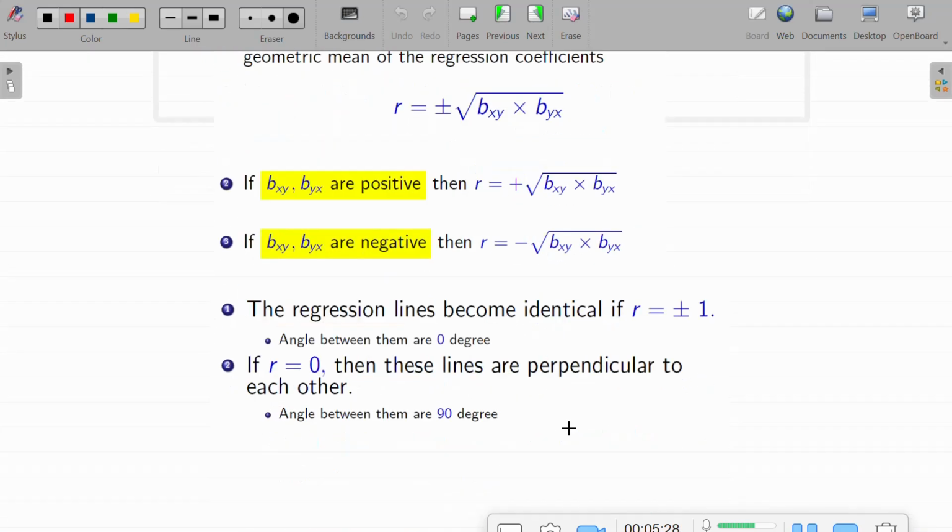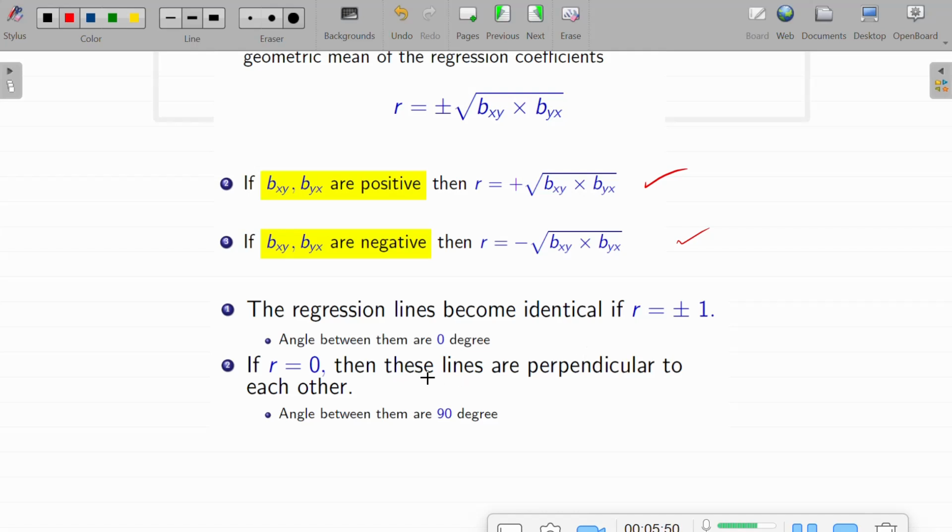If your regression coefficients x on y and y on x are both positive, then your correlation coefficient is positive, and if both are negative, then it is going to be negative. And the regression lines become identical when your correlation coefficient is equal to plus or minus 1, and the angle between them is 0 degrees because they are identical, right?